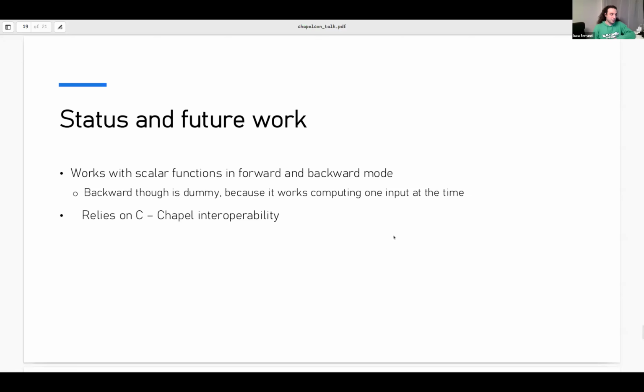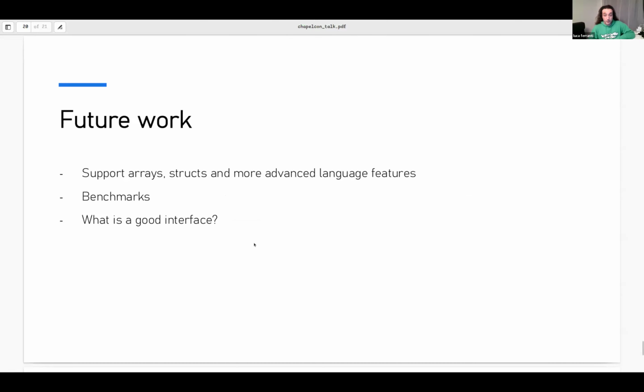At the moment, it works only for scalar numbers. I was actually grappling with this and telling Michael that I feel so frustrated, I couldn't even get it to work with vectors. But then Michael pointed out that vectors are a bit complicated in Chapel, so I don't feel that bad anymore. But it worked with scalars, which is not great, but it's a start. And it heavily relies on C and Chapel interoperability, because I basically took the tutorials for C and ported them to Chapel. I want to support more language features, so it should work with arrays.